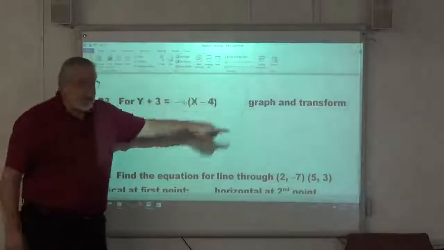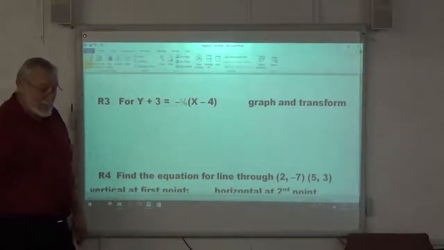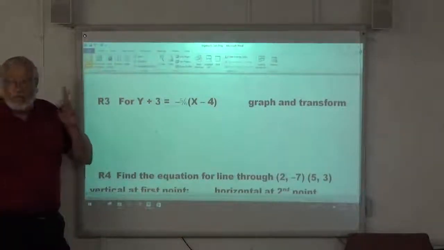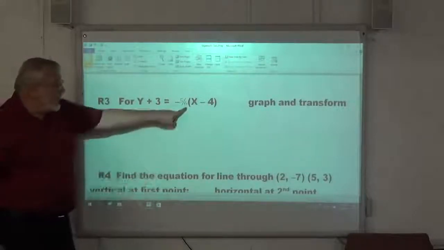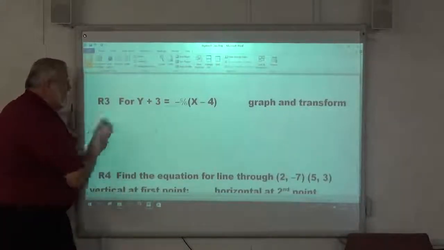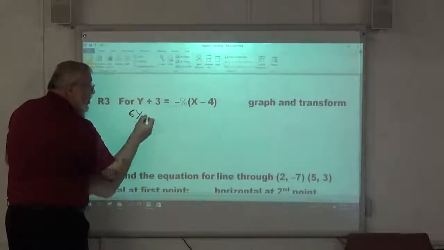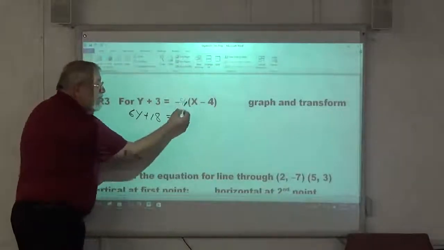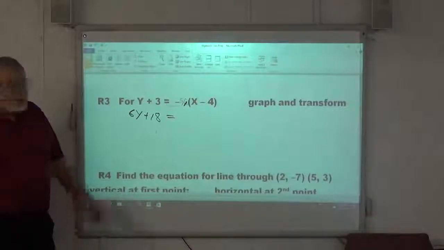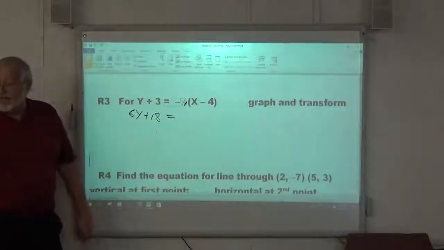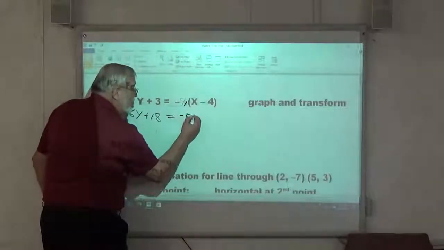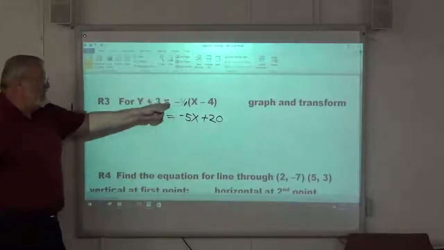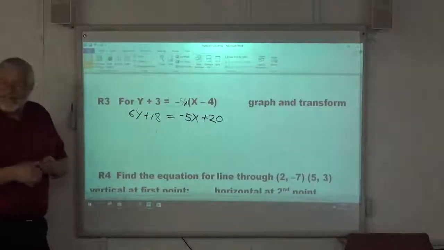Now, how do you transform it into standard form? It's not hard. To get it into standard form, first I've got to get rid of the fraction. So, multiply both sides by 6. That'll make this 6y plus 18 equals. Now, this side, when I multiply by 6, the 6s cancel. Now, distribute the -5. -5x plus 20, because -4 times -5 is positive 20. That was a great catch.